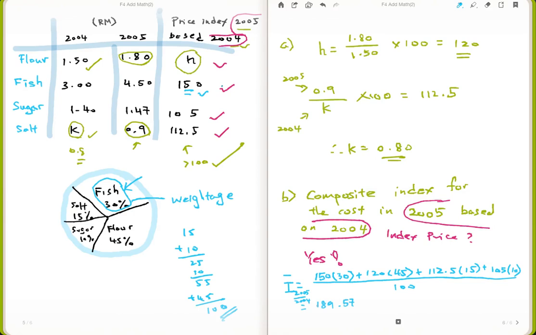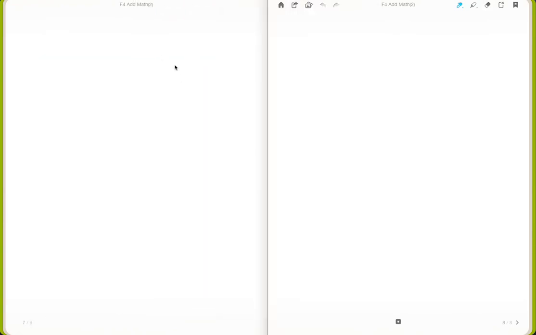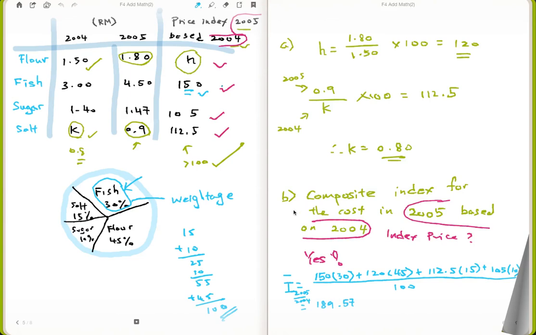I think it helps you. So I put in another page towards the end already, so I'll put in another page for you to see it. The composite price index 2005 over 2004 is 126.38. The answer. Because why? You need this in the following section. Now previously we talked about part B, which is composite index 2005 based on 2004.